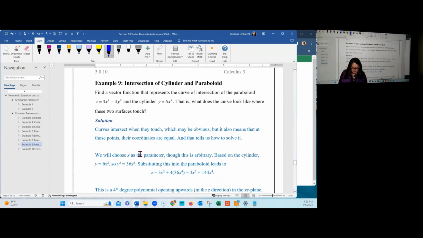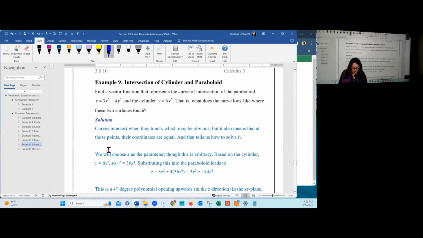Let's now take a look at how to parameterize the intersection of two surfaces. So we've been talking about space curves, where we're starting with the space curve and we want to parameterize that. But there are going to be many occasions this semester in multivariable calculus where what you have are two surfaces that are intermingling, they're crossing, they're touching, they're intersecting. And we want the curve of that intersection.